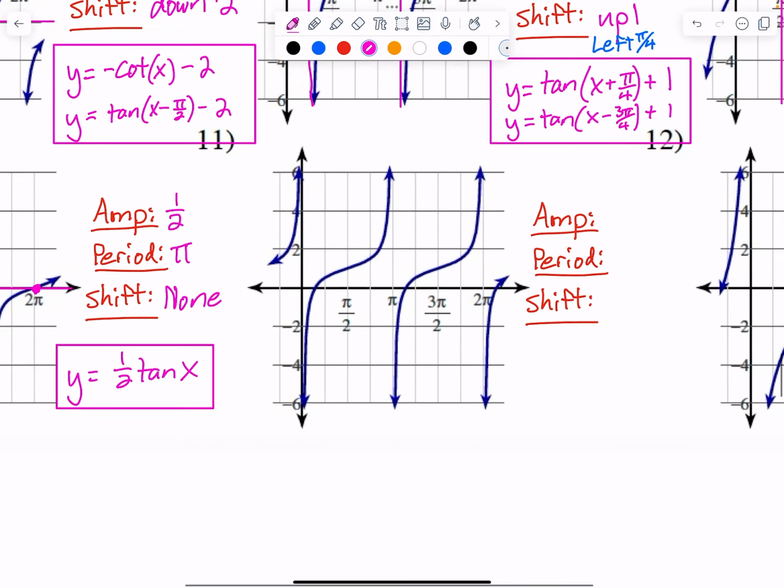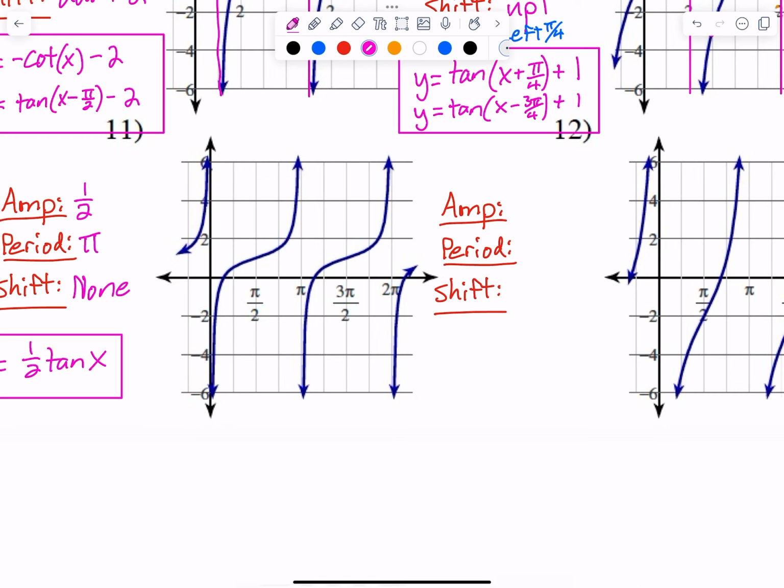2 more. All right, now I identified the midline. There's my midline. I can see the period here, and I see the 0 to pi period. So I'm going to go with cotangent. My amplitude, I go halfway, and it looks like I go up half. Yeah, so we got 1/2. Then the period is pi, but I'm going to go ahead and do a cotangent and do up. We have an up 1 shift. That's it.